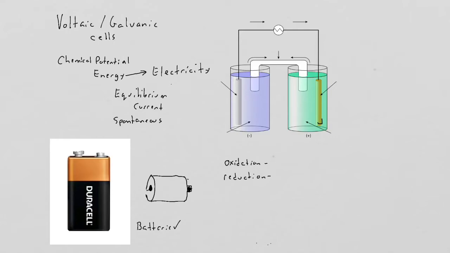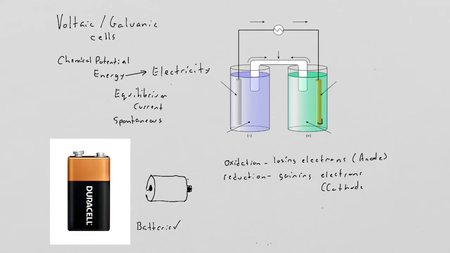Because what a battery also is, it's a redox reaction. And in this redox reaction, you have one part of the battery that's losing electrons, and another part of the battery that's gaining electrons. The part of the battery that's losing electrons is going to be called the anode. Okay, the part that's gaining is going to be called the cathode.